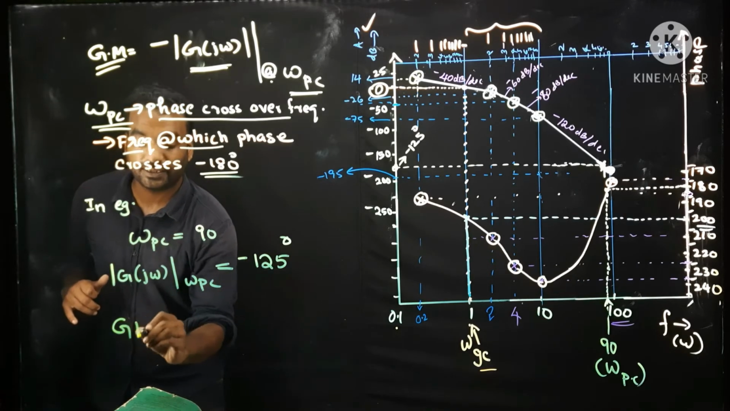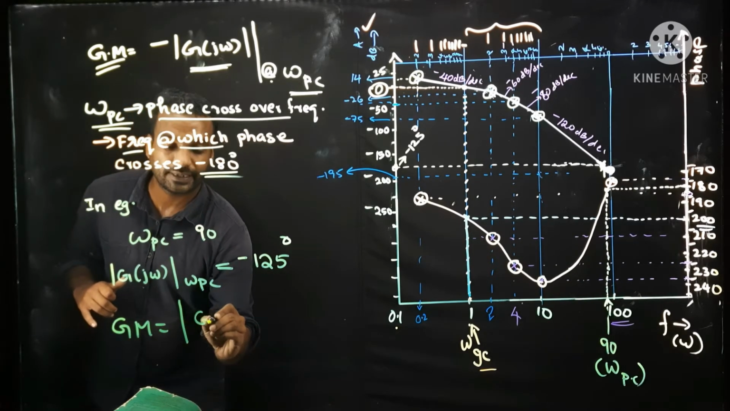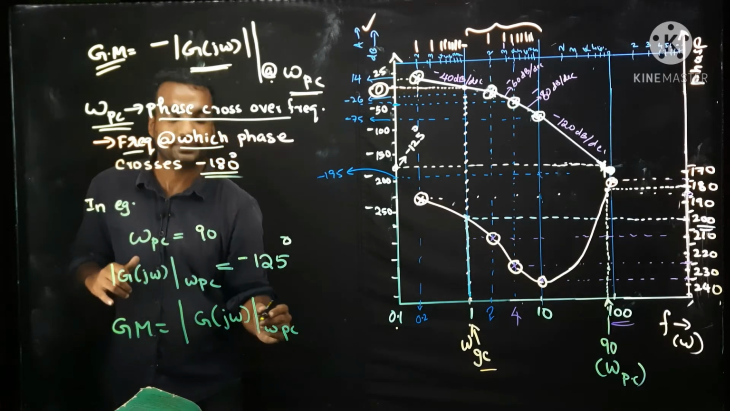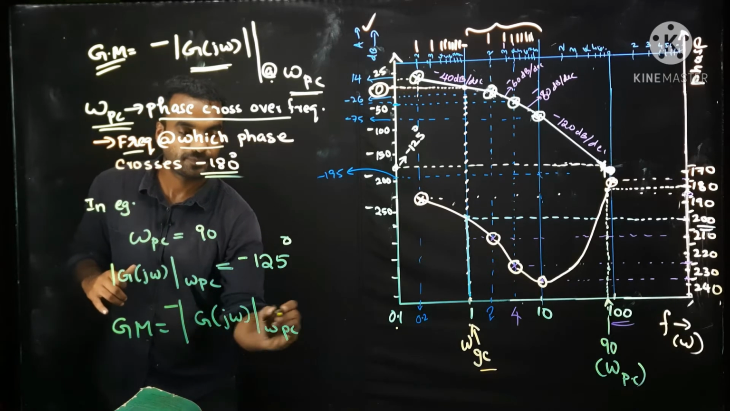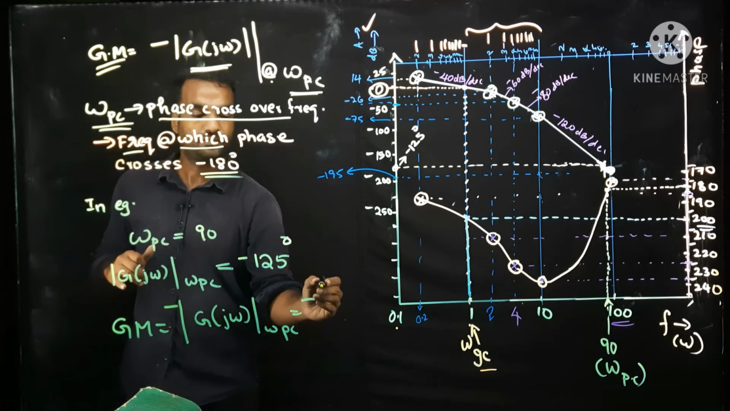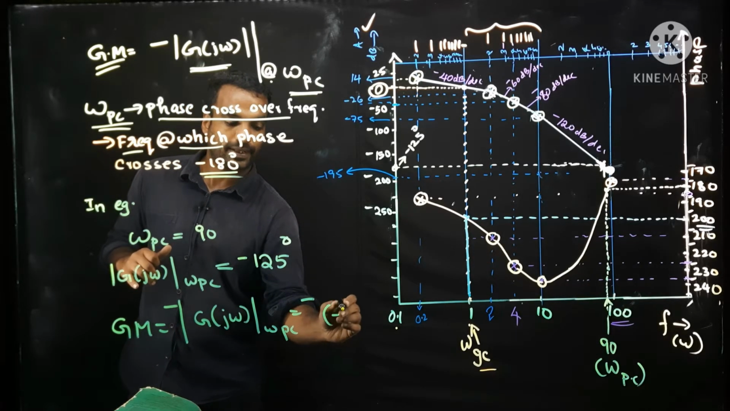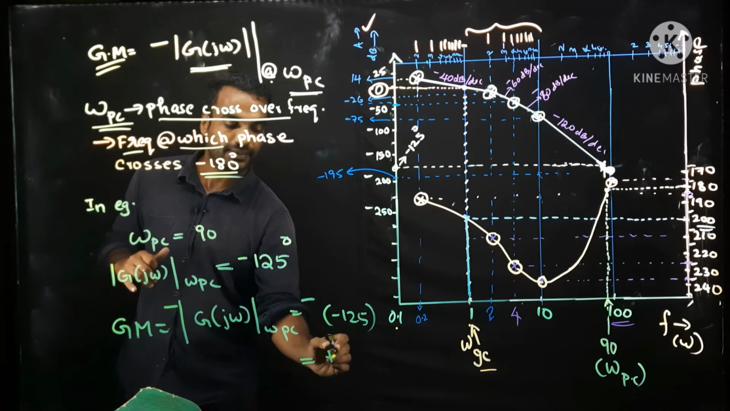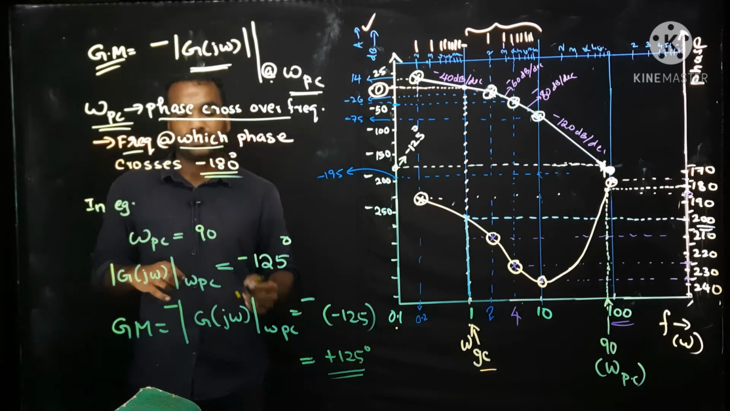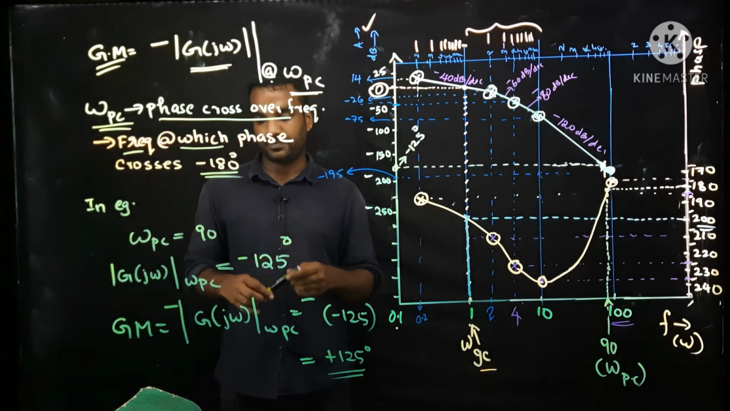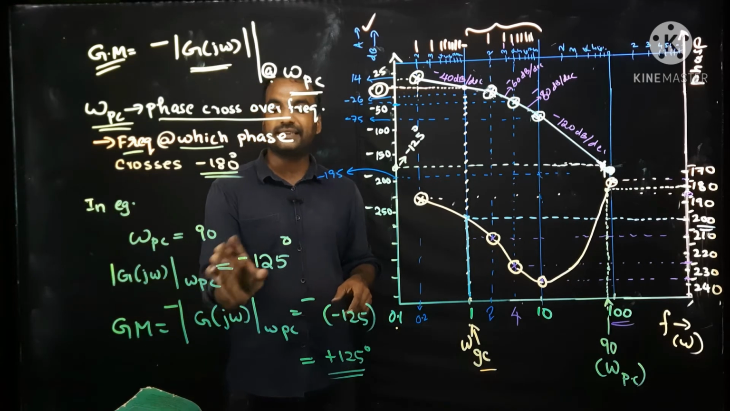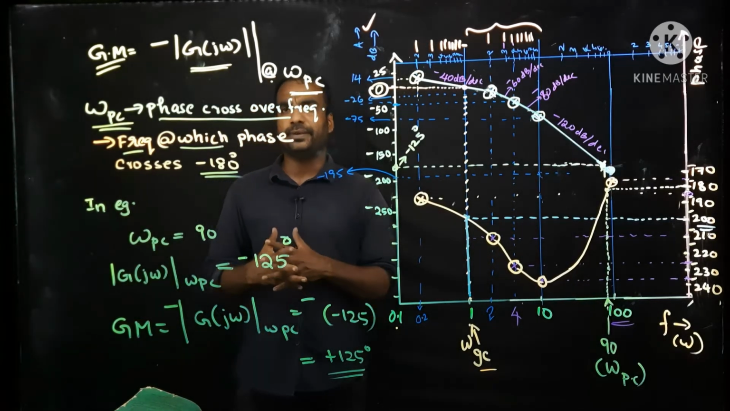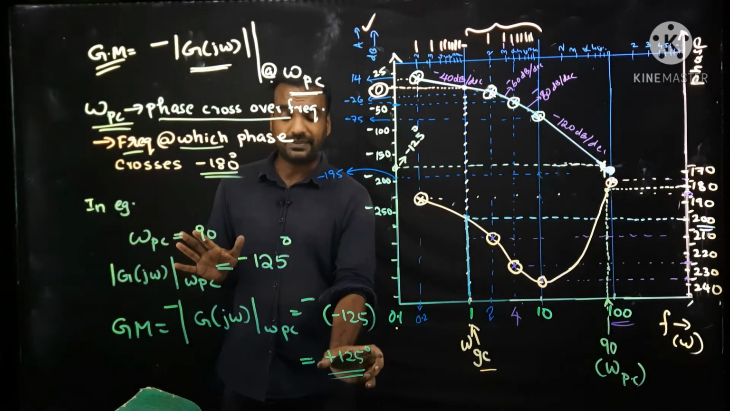So what is gain margin? It is the negative of this particular magnitude at omega pc. So that is the negative of minus 125, so that is plus 125. If gain at omega pc is negative, gain margin will be positive. If gain at omega pc is positive, gain margin will be negative. So please keep this in your mind.